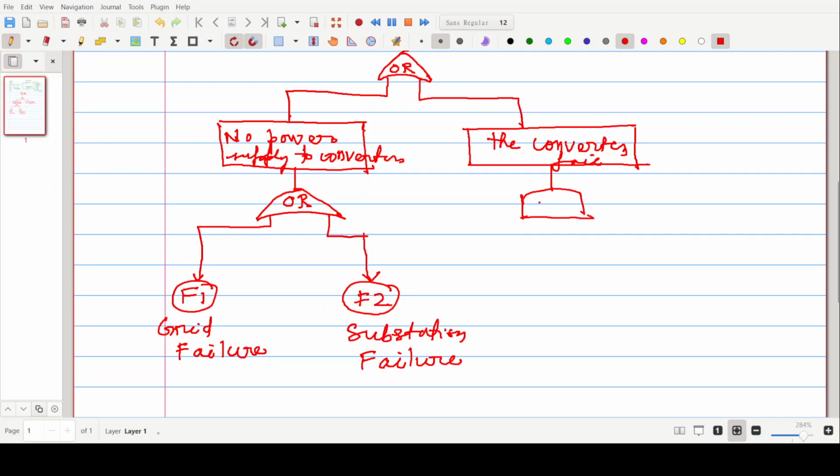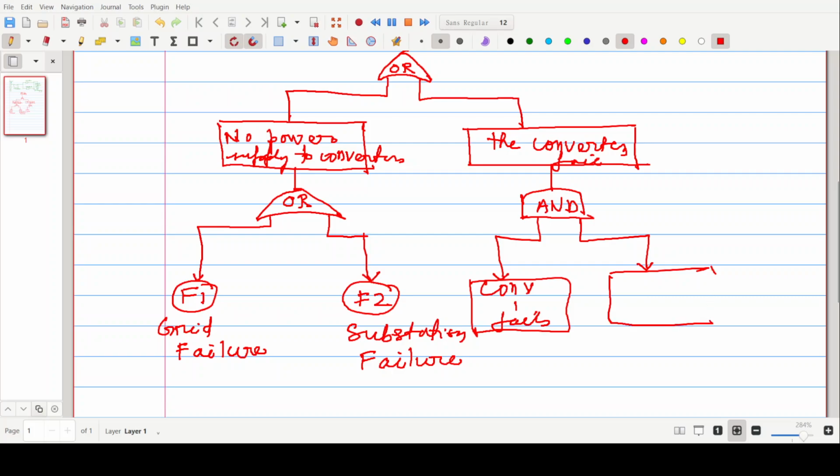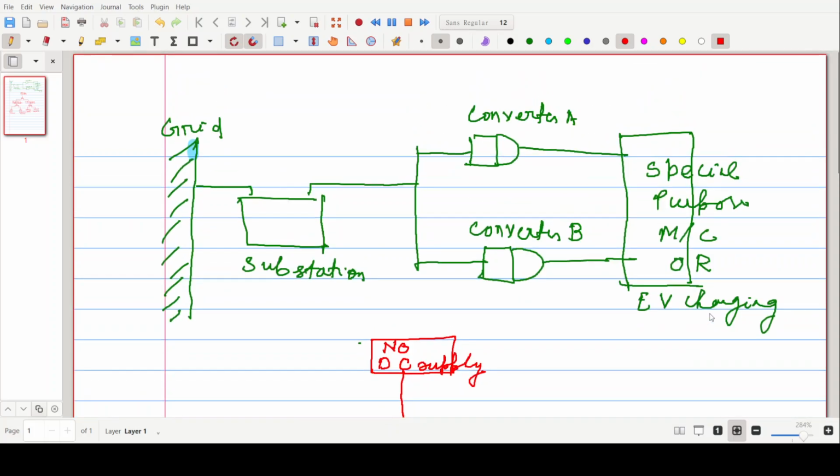Okay, now why the converters will fail? So you can have an AND situation here. Both converters will fail. Converter 1 fails and converter 2 fails, because one converter may be able to supply some of the power demands at a reduced capacity. So only when both converters fail. Okay, so this is a typical, also I would say this is F3, this is F4. So this is a typical fault tree for the system that we have shown here.